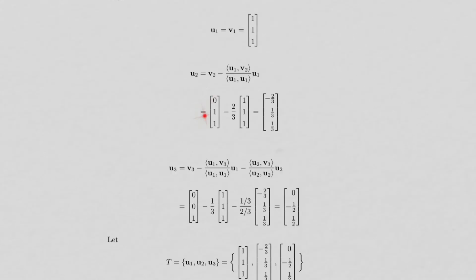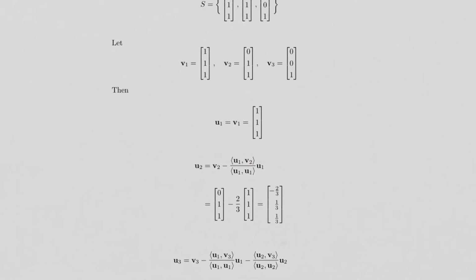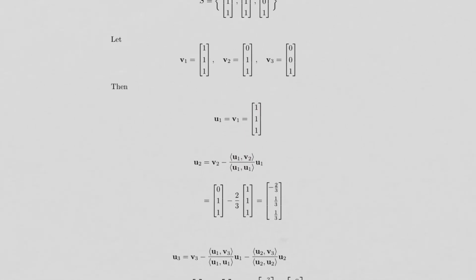So here's v2, and then the inner product of u1 with v2, well, that's just 1 times 0 plus 1 times 1 plus 1 times 1, so 2. And then the inner product of u1 with itself, well, 1 times 1 plus 1 times 1 plus 1 times 1 gives me a 3. And I multiply that times u1, which is here. So I do the arithmetic, and I get minus 2/3, 1/3, 1/3.